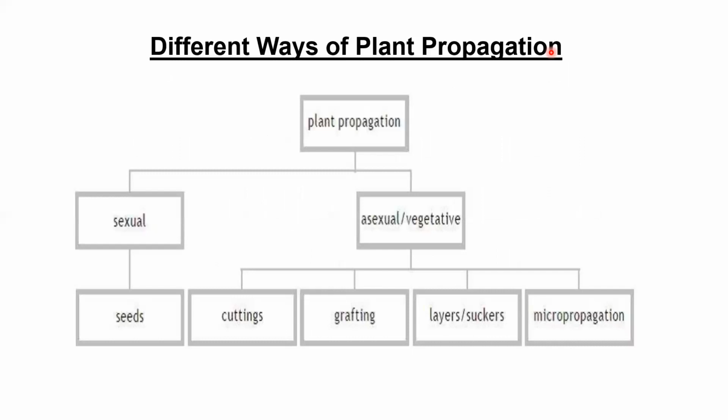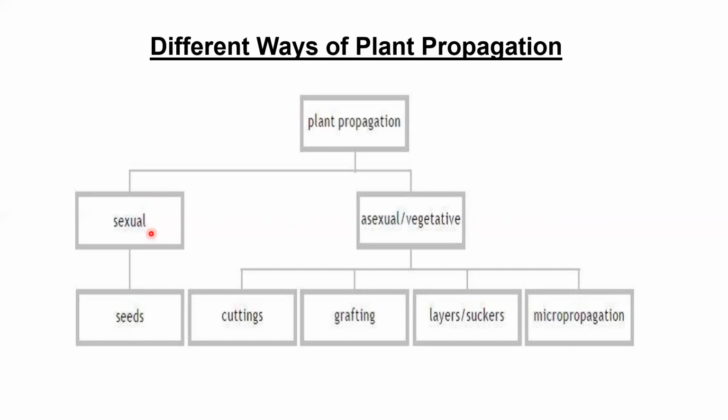Before starting micropropagation, let's have a look at different ways of plant propagation. The first thing here is plant propagation. What is meant by plant propagation? Plant propagation means to reproduce and increase numbers. Now, if we have one plant, how can we convert this one single plant into many plants? One method is sexual reproduction, as I said, and this is through seeds.